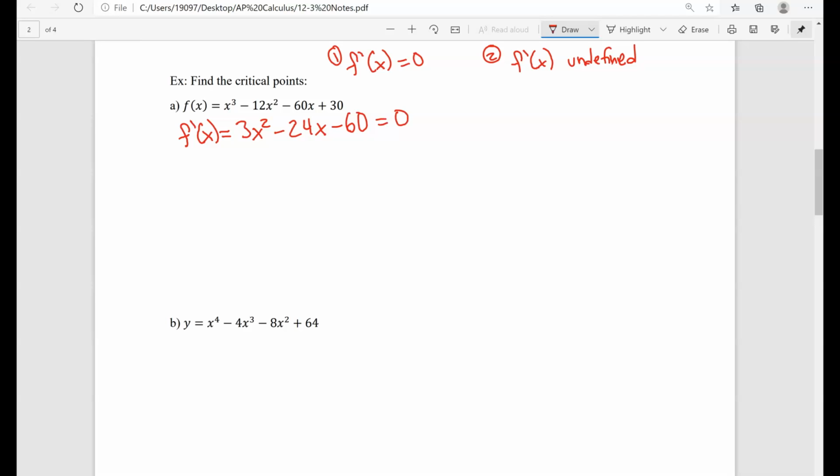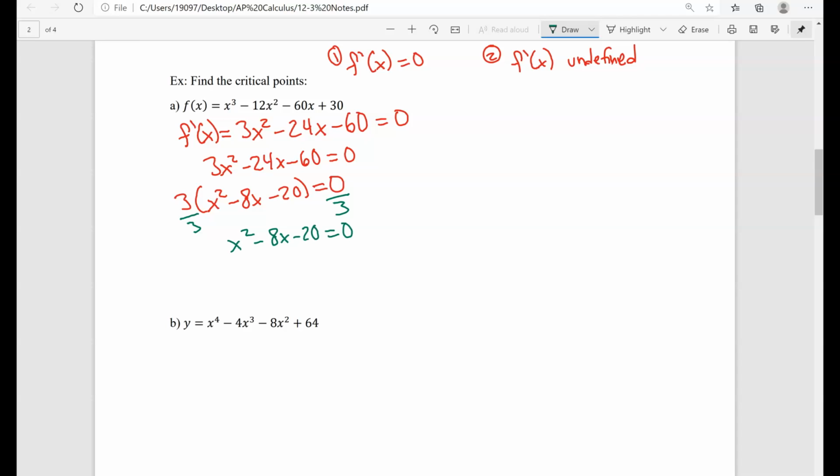Now I have a quadratic equation, 3x squared minus 24x minus 60 is equal to 0. So I now have to use my algebra knowledge to solve this. This is a quadratic. You can use the quadratic formula or you can just factor. So I'm going to take out a 3 first, and I'm going to have x squared minus 8x minus 20 is equal to 0. I can divide out the 3. The 3 doesn't really do anything here. So you have x squared minus 8x minus 20 is equal to 0.